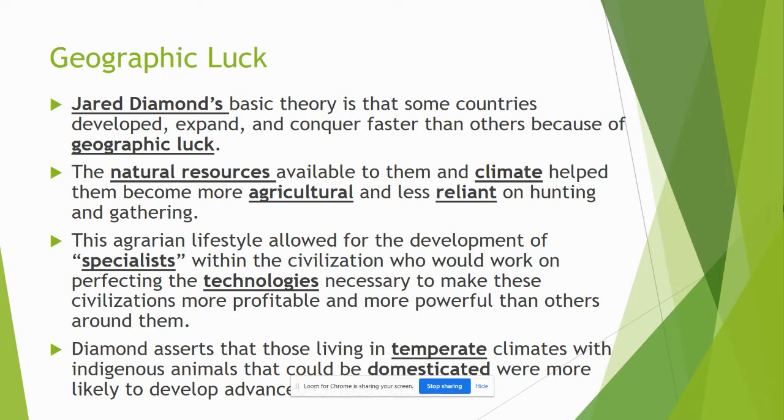This concept should be familiar to you as we discussed it last unit when we talked about the idea of specialization, giving specific jobs to people that demonstrate skill in certain areas, as not everybody needs to spend their time farming. Farming takes less energy than hunting and gathering. Diamond asserts that those living in temperate climates with indigenous animals that could be domesticated were more likely to develop advanced civilizations.